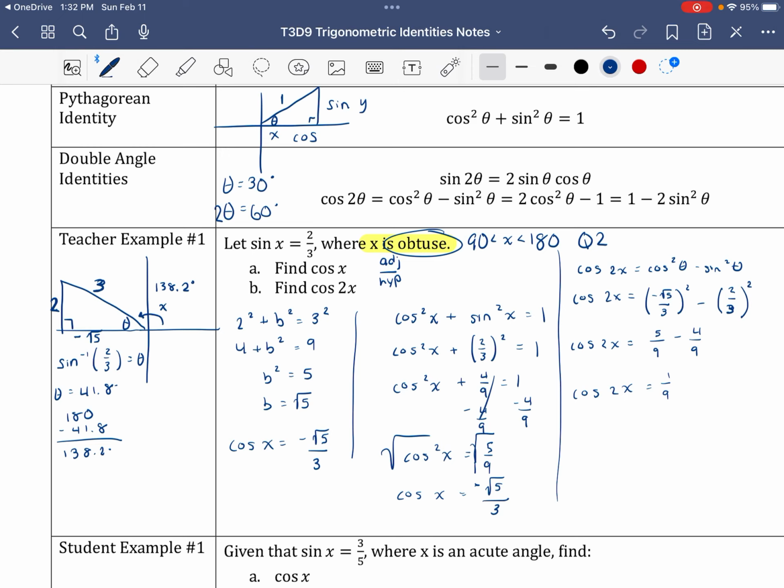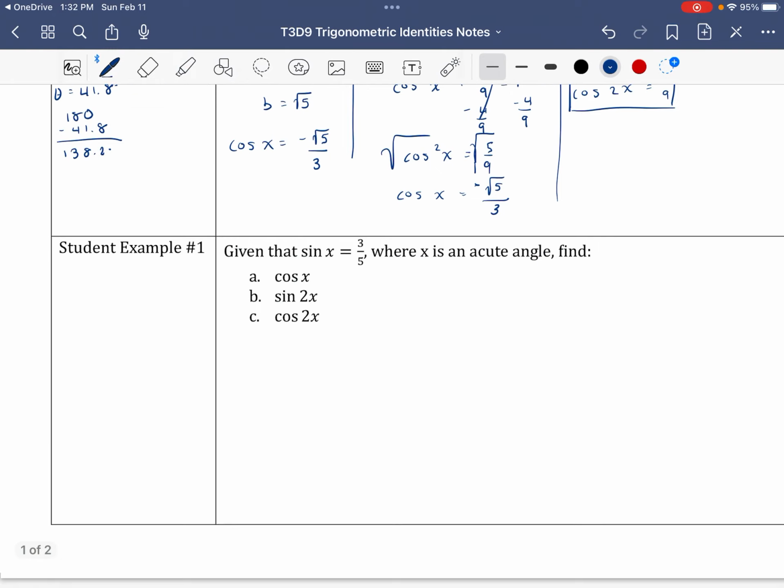Let's see where that puts us. 138.2 times 2 puts it at 276.4, right? So that gets us into the fourth quadrant, like this. And then if we have our cosine value, it's going to be adjacent over hypotenuse. You can tell that it's going to be a positive value. So here, we should have a positive 1/9. Okay? Go ahead and try student example number 1 on your own.